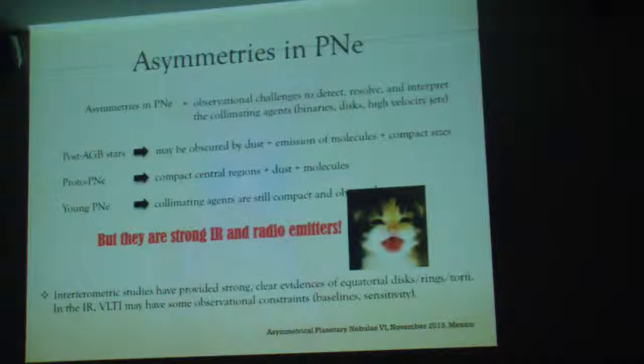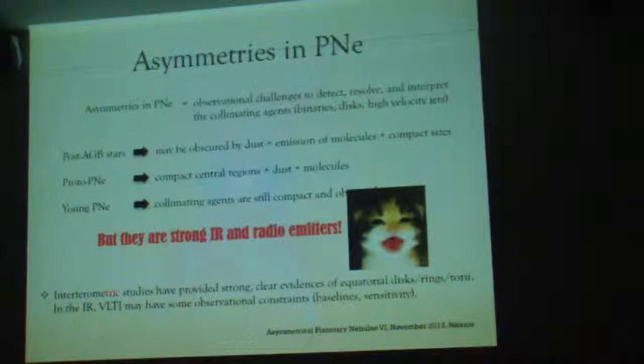As everybody here knows, if we want to deal with asymmetries, it represents an observational challenge to observe, to detect, to resolve, to interpret, and to work with them. And we shall observe those AGB stars, protoplanetary nebulae, and planetary nebulae. These sources have in common that they may be obscured by dust, at least at the innermost regions, which are often really compact, and also they have molecular emission. So it makes it complicated to observe, but fortunately they are strong infrared and radio emitters.